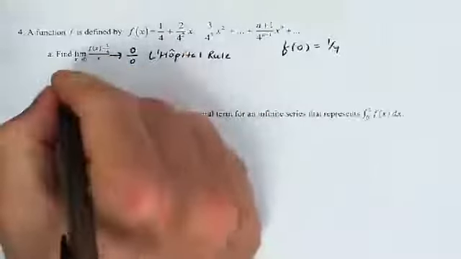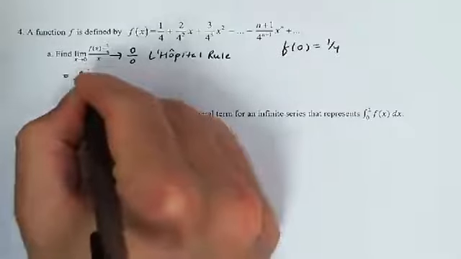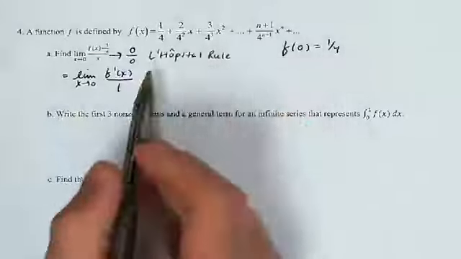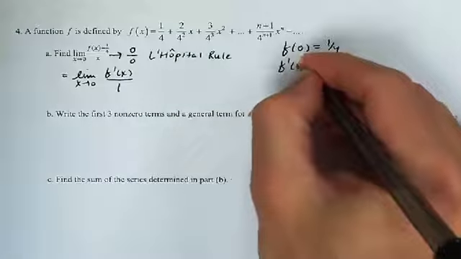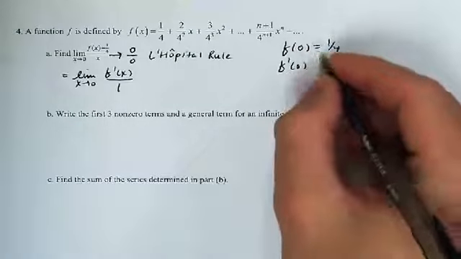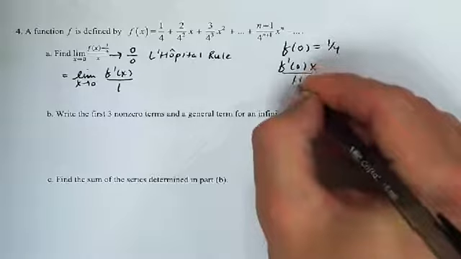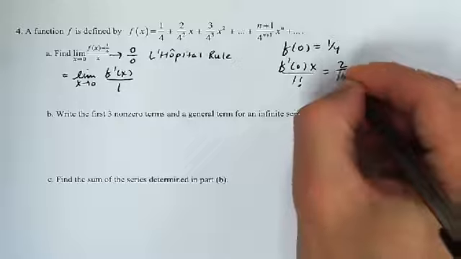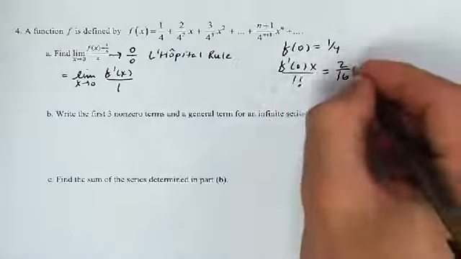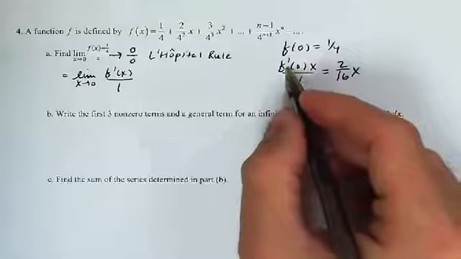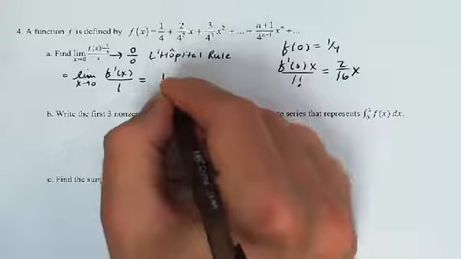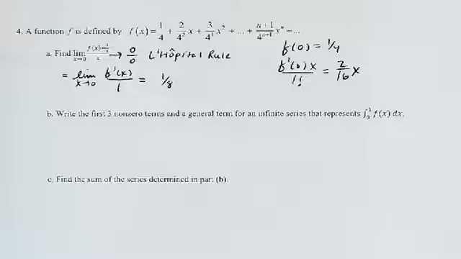So I'm going to take the derivative of the top, the derivative of the bottom. And then I need to find out what f prime of 0 is. Well, f prime of 0 multiplied by x divided by 1 factorial is equal to 2 over 16 multiplied by x. And so that means f prime needs to be 2 over 16 or 1/8. And so it's equal to 1/8 divided by 1, which is 1/8. Only one iteration of L'Hopital's rule necessary. That one was pretty nice.